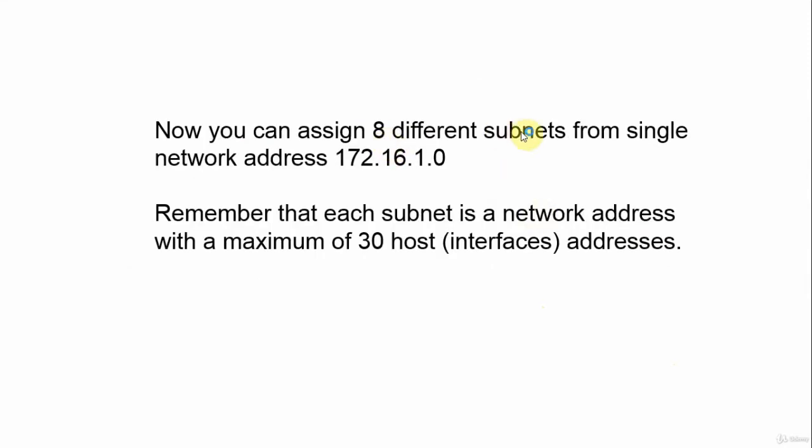So 8 different subnets, or VLANs in this case, because I'm not assigning to a router or layer 3 interfaces. I'm assigning them to VLANs with a bunch of desktops in them. And I'm creating 8 subnets from this 172.16.1.0 Class B address with 30 hosts per subnet or per VLAN. So that's what the current situation is with that.